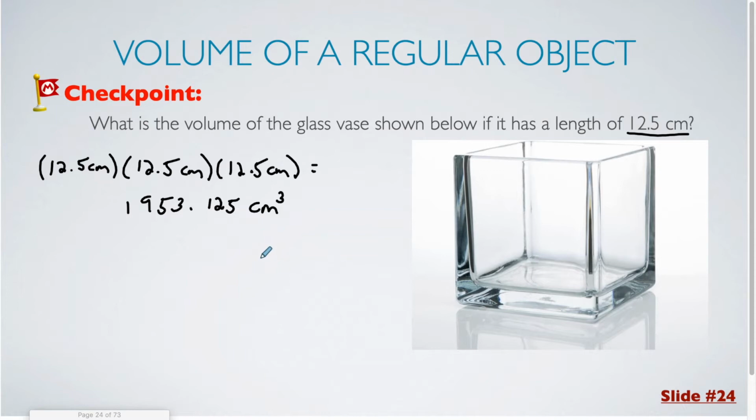Now we do need to round this based on something called significant figures, which we have not covered yet. I'm going to round it based on the significant figures right now, which would be 1,950 centimeters cubed. But as of right now, if you left it as your long answer, that would be perfectly acceptable until we learn how to cover the significant figures.